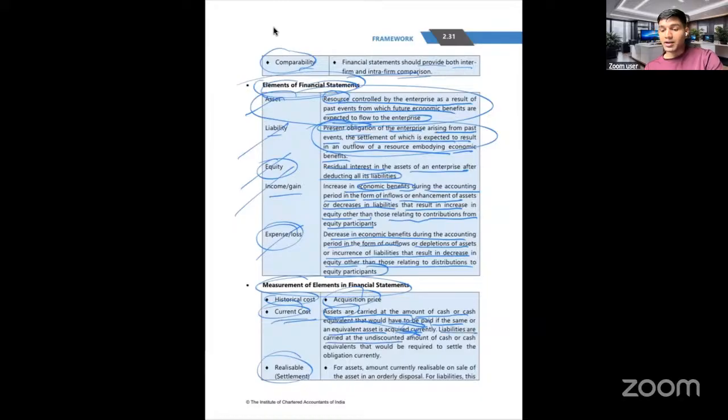Liabilities are carried at the undiscounted amount of cash or cash equivalent that would be required to settle the obligation currently. If you have to settle the obligation currently, what will be the cost? That would be the current cost.